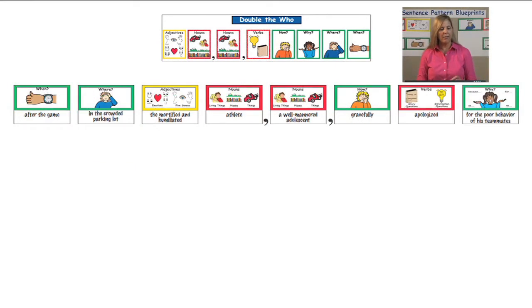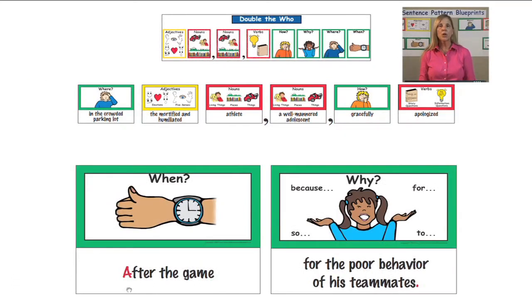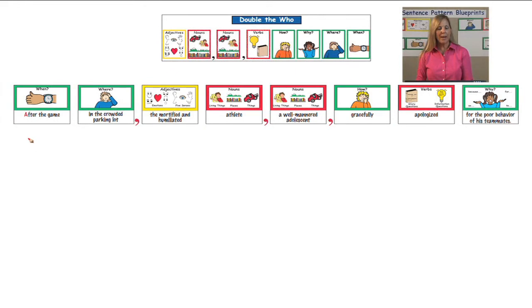Let's read what we have. After the game, in the crowded parking lot, the mortified and humiliated athlete, a well-mannered adolescent, gracefully apologized for the poor behavior of his teammates. This is a high-quality sentence. For our final step, we need to add punctuation and capitalization. We grab the first card, which was our when card, and with a red pen, we write an A. Then we go to the last card, which was a why card, and we put a period at the end. We place those cards back in the sentence.